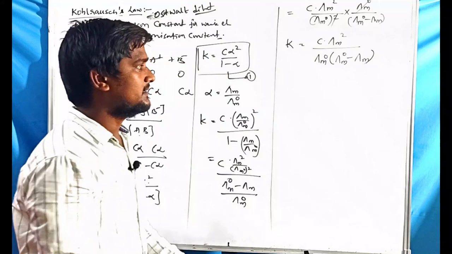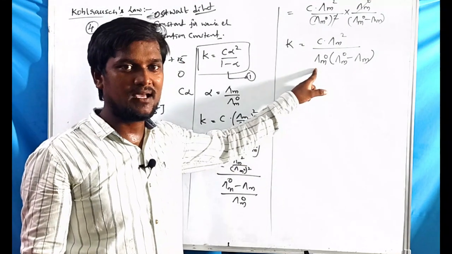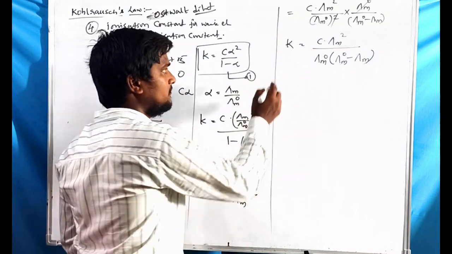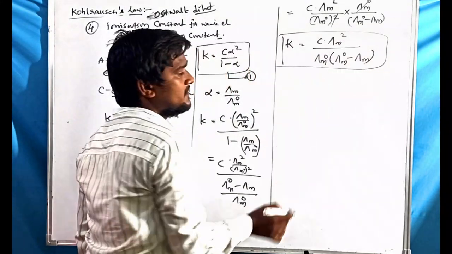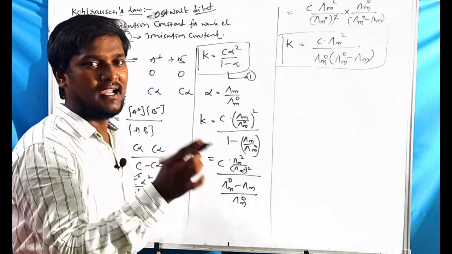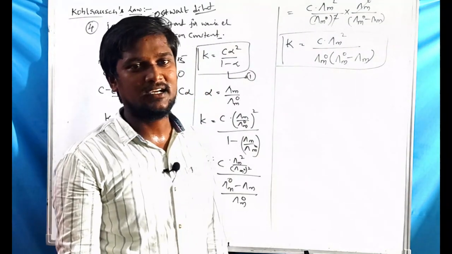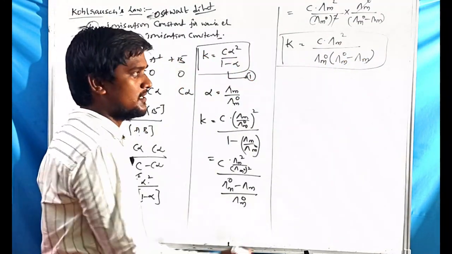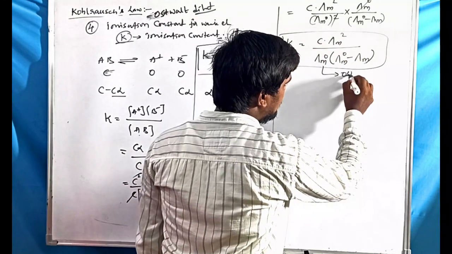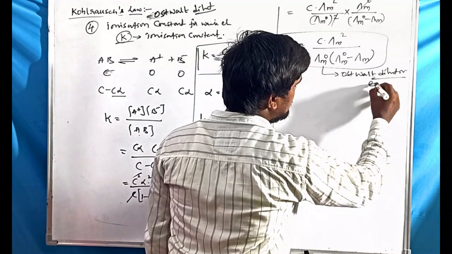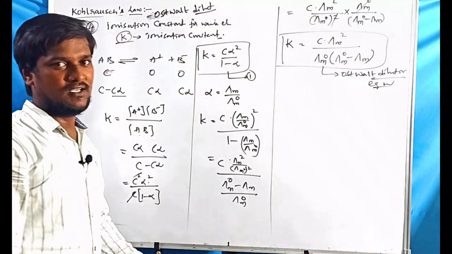So the equivalent conductance at infinite dilution is sometimes represented with a zero, or sometimes with infinity. Both are the same. This is a useful formula for the determination of the degree of ionization of weak electrolytes with the help of equivalent conductance. It is also called the Ostwald dilution theory, the Ostwald dilution equation.